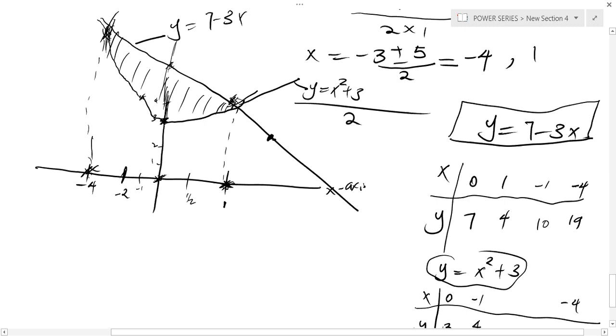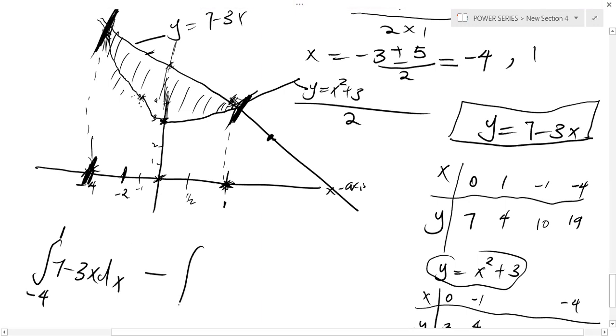So let's get the full area. It's from -4 to 1. So the integral from -4 to 1 of what is enclosed by this line, which is 7 minus 3x dx. And then which area don't I need? This one down here, bounded by this curve. That area is also from -4 to 1. So minus the integral from -4 to 1 of this curve, x squared plus 3 dx. If we integrate this, then you should be able to get the answer.